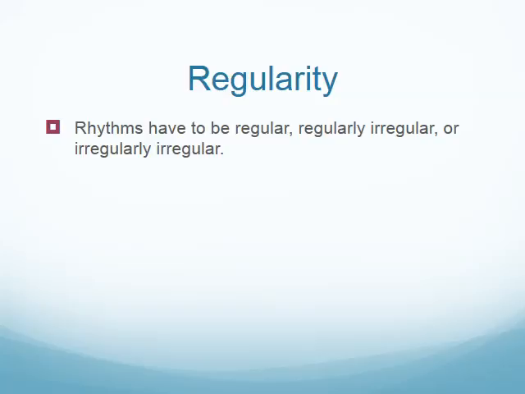If it's irregularly irregular, they could be all over the place. They could have a beat here, a beat there. There's just no equal time between any two beats. That's going to be irregularly irregular.